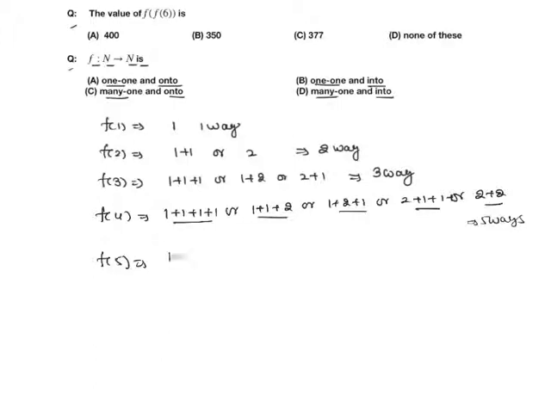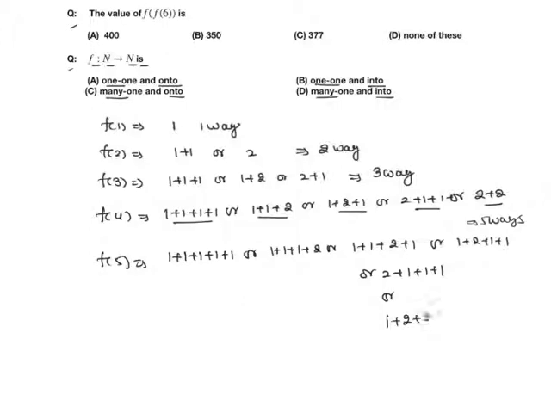So f of 5 also we can find out. f of 5 is what? 1 plus 1 plus 1 plus 1 plus 1, or 1 plus 1 plus 1 plus 2, or 1 plus 1 plus 2 plus 1, or 1 plus 2 plus 1 plus 1, or 2 plus 1 plus 1 plus 1, or 1 plus 2 plus 2, or 2 plus 1 plus 2, or 2 plus 2 plus 1. So this is what? 1, 2, 3, 4, 5, 6, 7, 8. So f of 5 is 8.